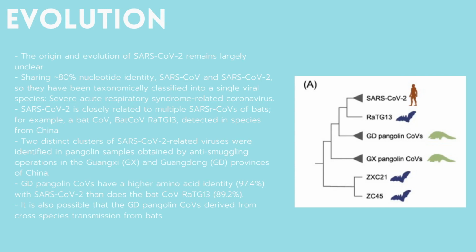The Guangdong pangolin CoVs have a higher amino acid identity of 97.4% with the SARS-CoV-2 than does the bat CoV RaTG13 of 89.2%. There is also a possibility that the Guangdong pangolin CoVs come from the cross-species transmission from bats.